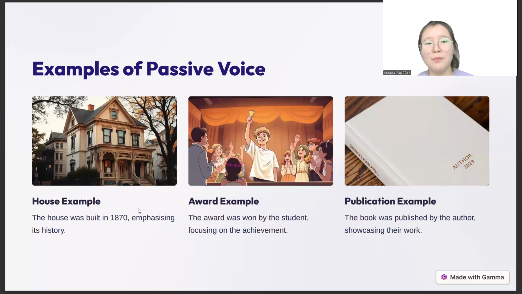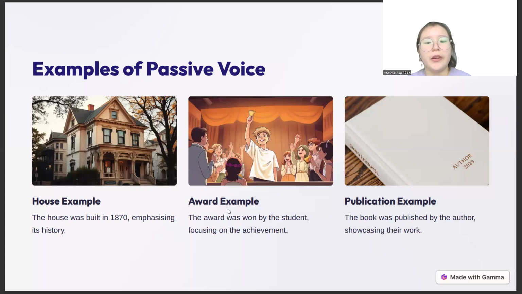We don't need this part of the information. For us, it is important that the house was already built in 1870, but who built it, how it was built, or where it was built is not important for us. It is not necessary, okay? So here we emphasize the history.